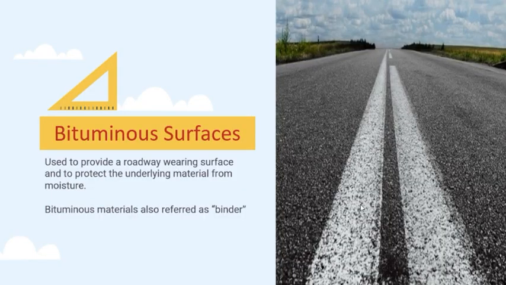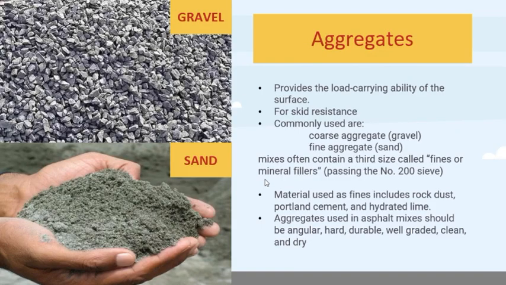So next is bituminous surfaces or pavements and surface treatments. So dahil sa plastic nature nila, they are often referred to as plastic pavements, used to provide a roadway's wearing surface and to protect the underlying material from moisture. Bituminous surfaces are produced by mixing solid particles called aggregates and a bituminous material. It bonds the components, that is why it is called a binder. So also referred siya as binder kasi binabind niya yung mga materials.